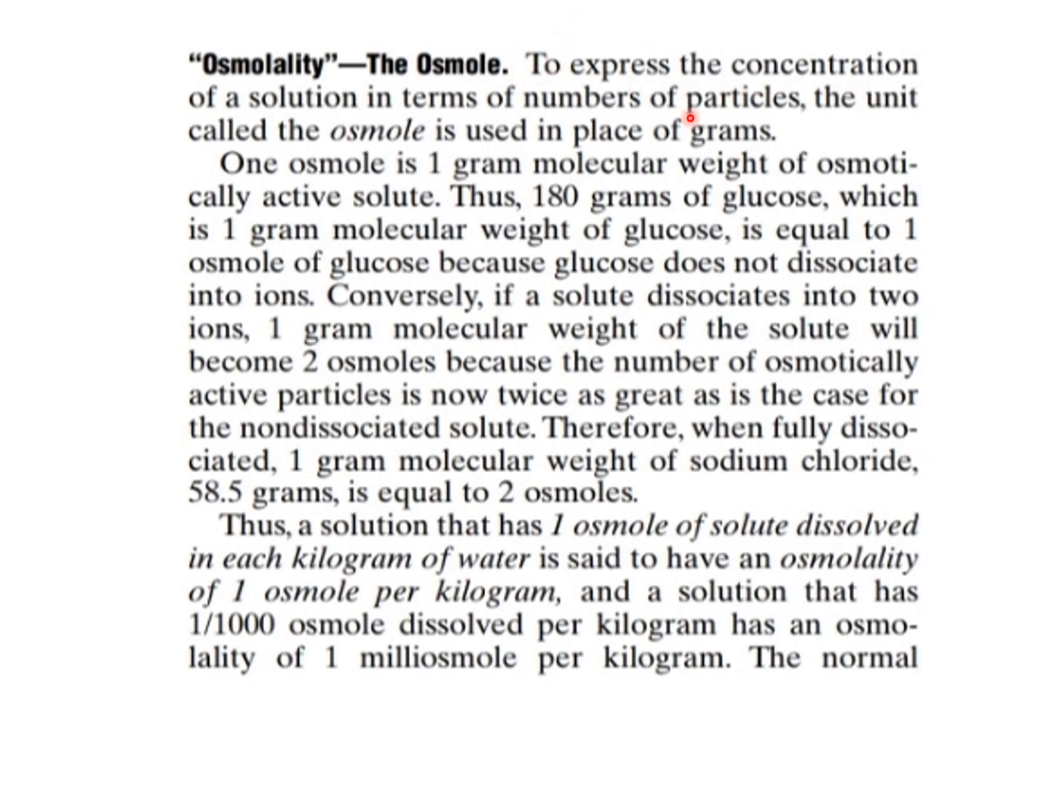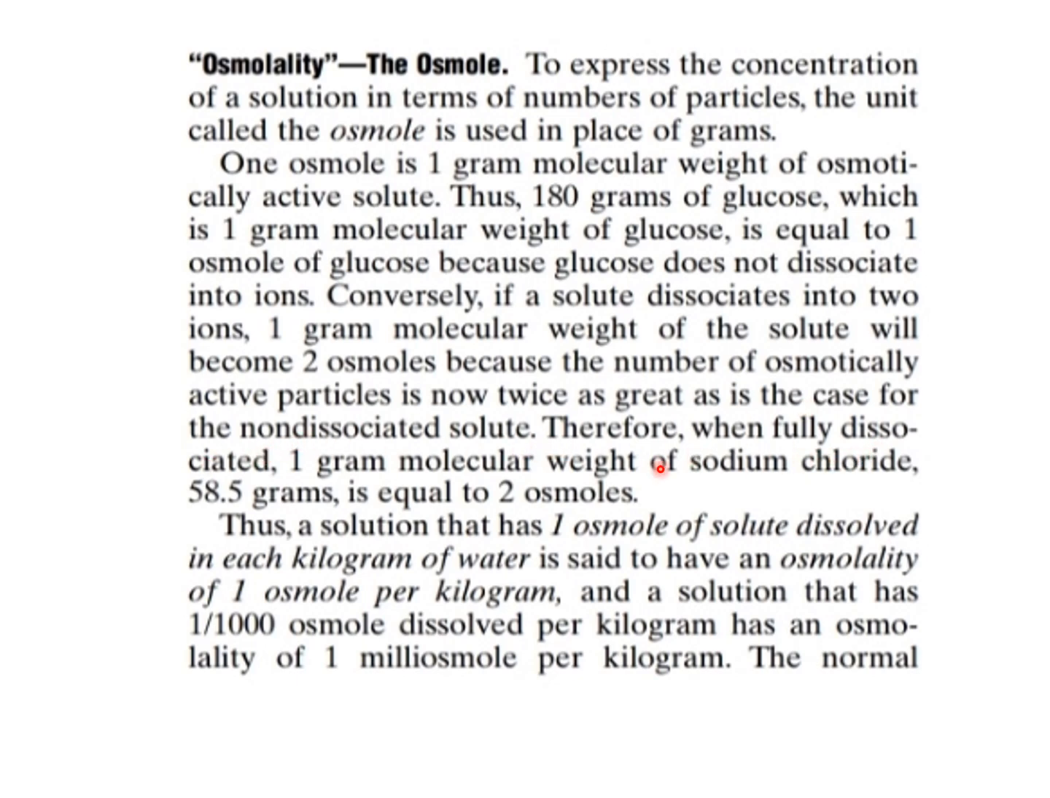Hence, to express the concentration of a solution in terms of number of particles, the unit called the osmole is used in place of grams. Now, 1 osmole is 1 gram molecular weight of osmotically active solute. Thus, 180 grams of glucose, which is 1 gram molecular weight of glucose, is equal to 1 osmole of glucose, because glucose will not dissociate into ions. Conversely, if a solute dissociates into two ions, 1 gram molecular weight of solute will become 2 osmoles, because the number of osmotically active particles is now twice as great as in the case of the non-dissociated solute.